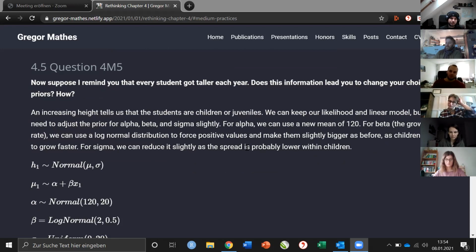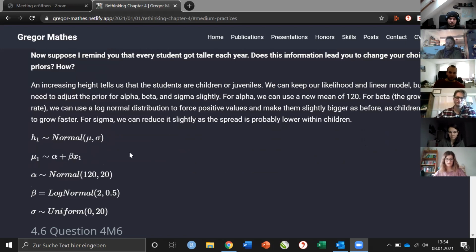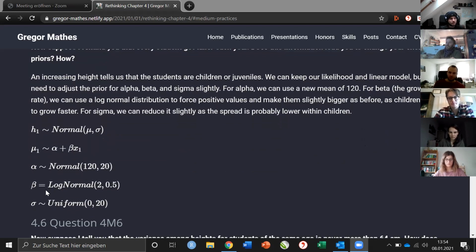So a mean of 150, which I've used previously, is probably too high for the height. I've lowered that to 120. And I've adjusted the growth rate, or the slope of the linear model, to increase it, because children tend to grow faster than young adults, for example.